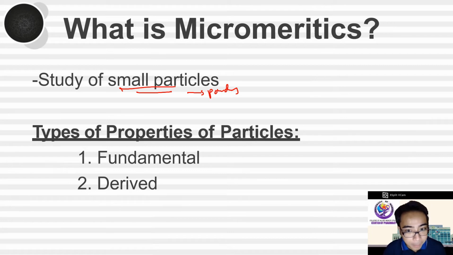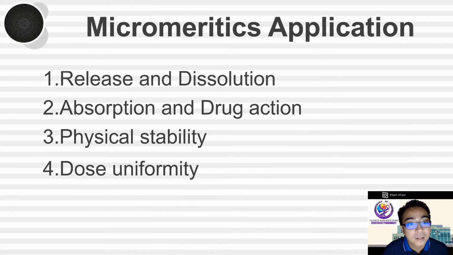Now what are the types of properties of particles that we have? First and foremost class, we have two main types of properties. We have the fundamental, ibig sabihin inherent na ito sa isang particle, and then derived. Pag sinabi natin derived, ito yung mga nanggagaling or mga nakukuha nating values using the fundamental properties.